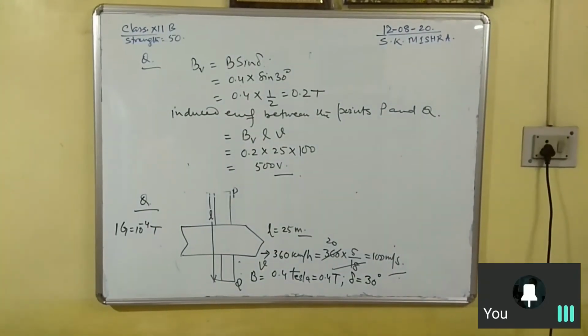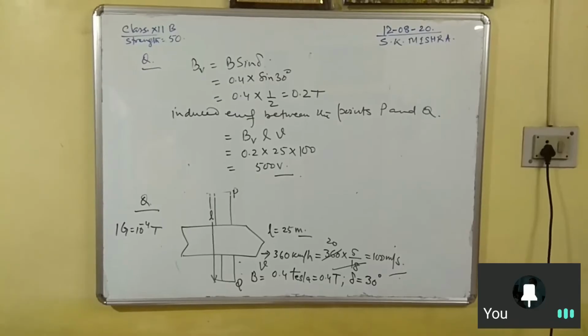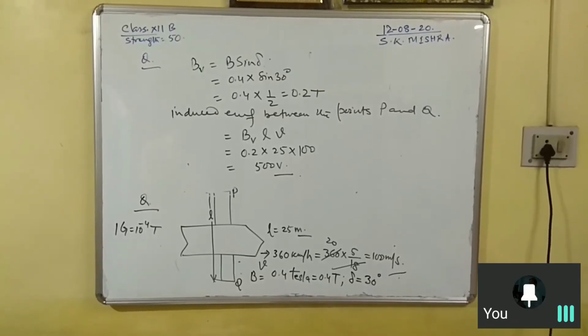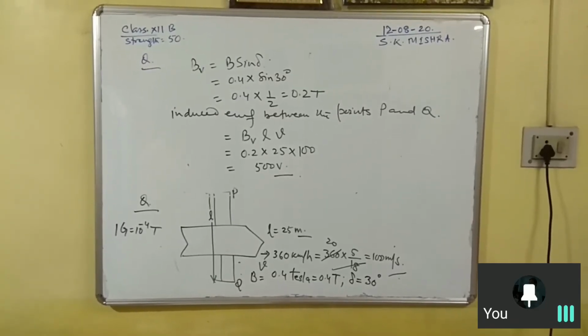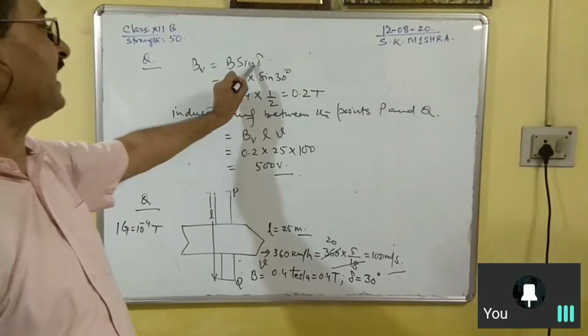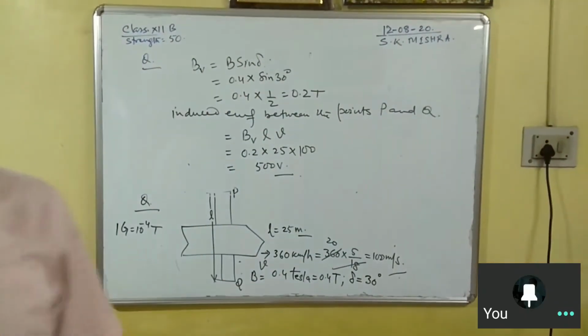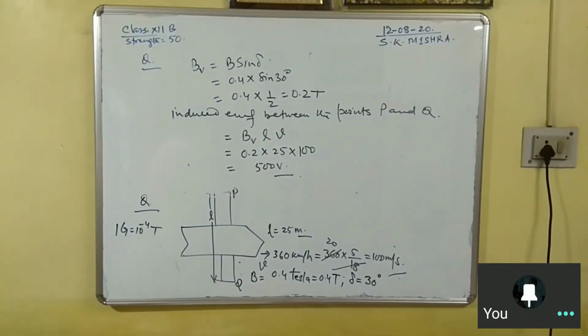Because the formula BLV is valid only when all the three, magnetic field, length, and V, are perpendicular to each other. Otherwise, you will take BLV sine theta, and see, B sine theta is nothing but BV, the vertical component. Okay?